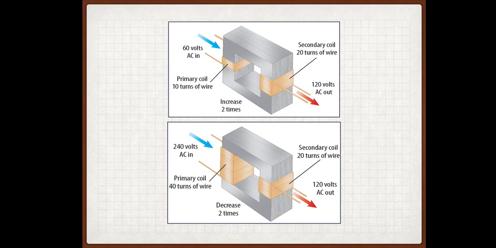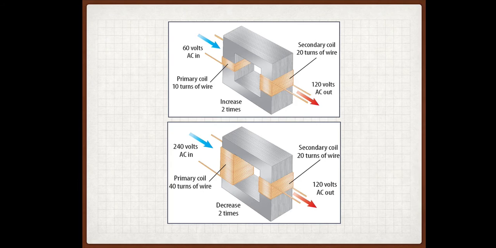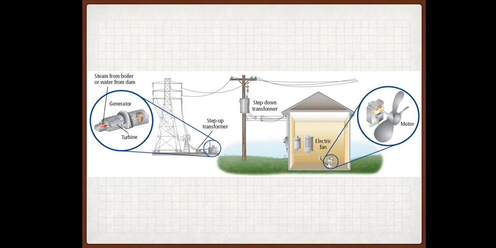Now, if you look at the bottom image, you see there that we have 40 turns of the wire. That's 240 volts that are coming in. Okay, 240 volts, but then if you look at the secondary coil, it's been reduced to half, to 20 turns of the wire. So it's been decreased by double, 2 times. So that decrease in coils decreases the amount of volts that go through. So you'll notice that on the red arrow, on the right side, you have 120 volts going out. That's a step-down transformer. Now, how do these apply?